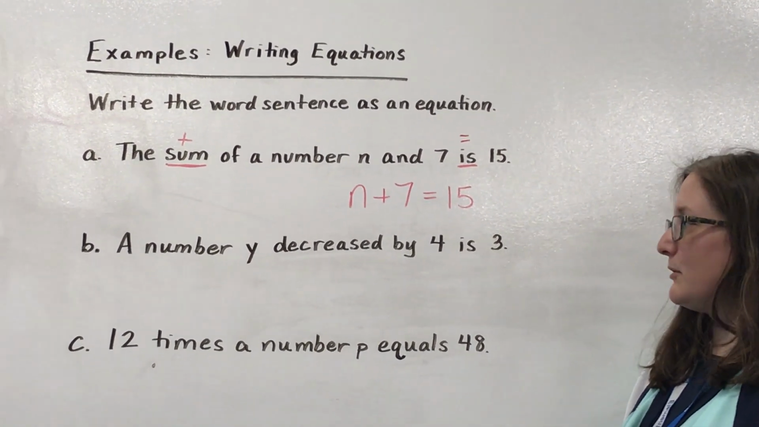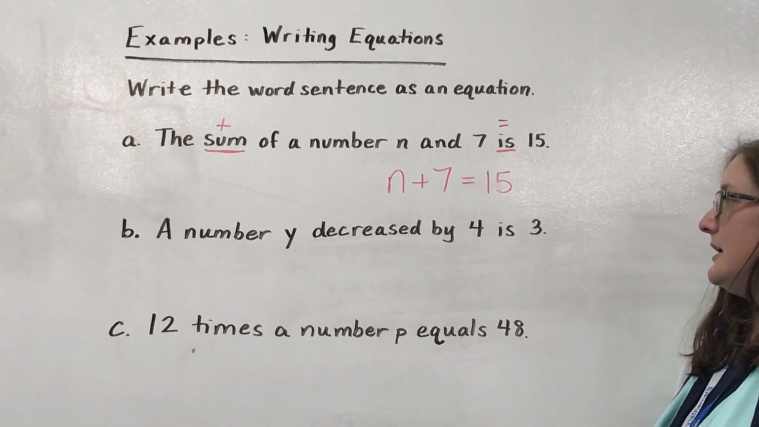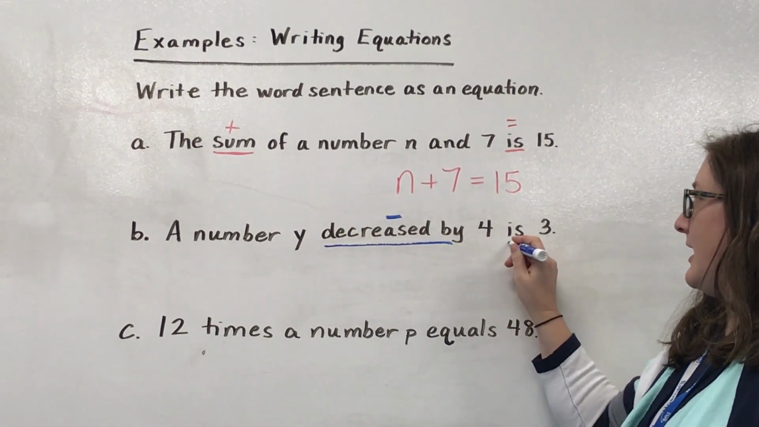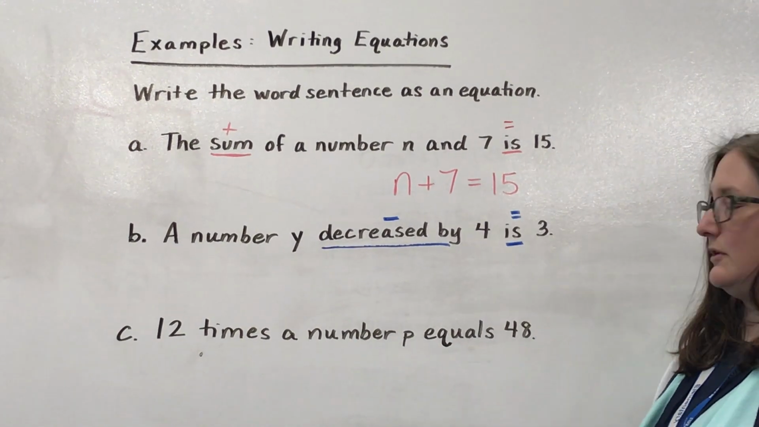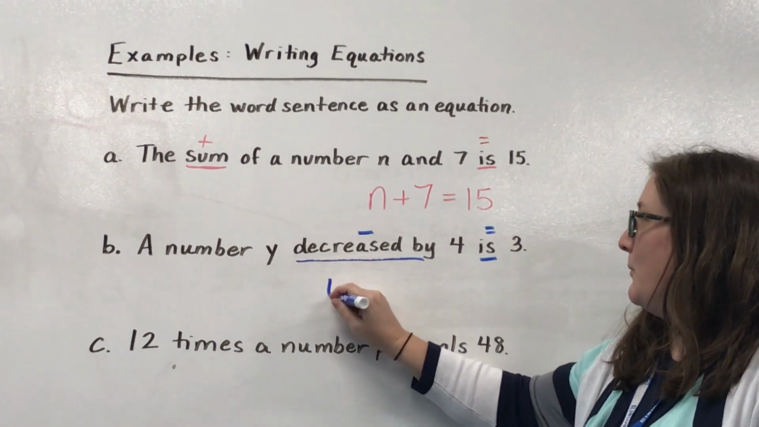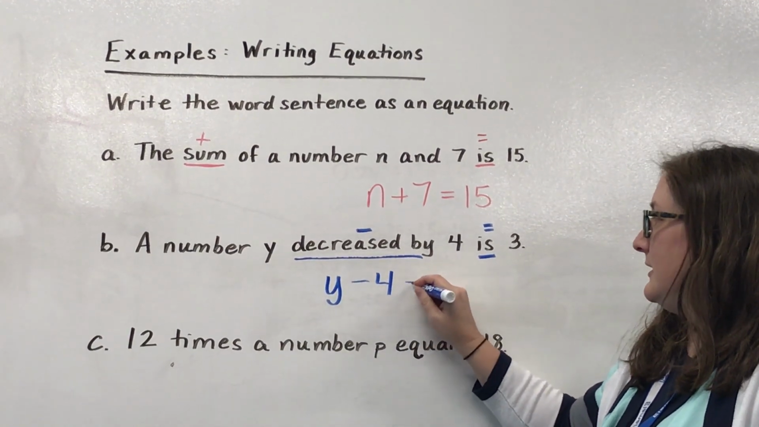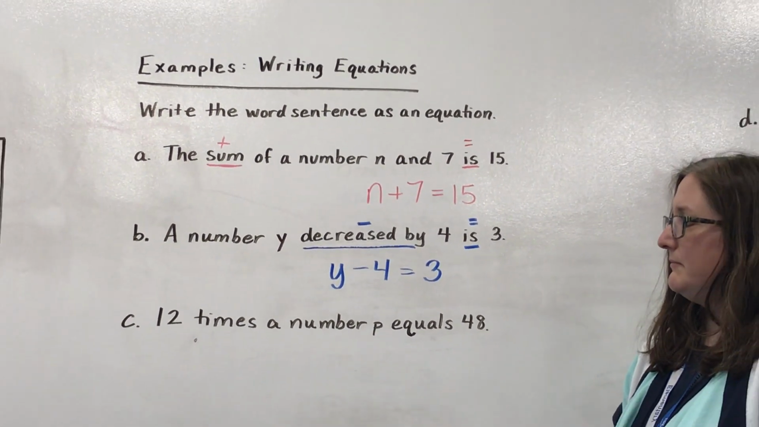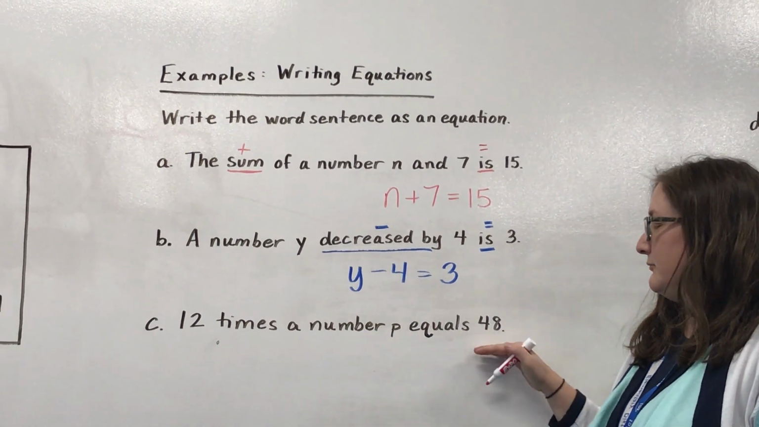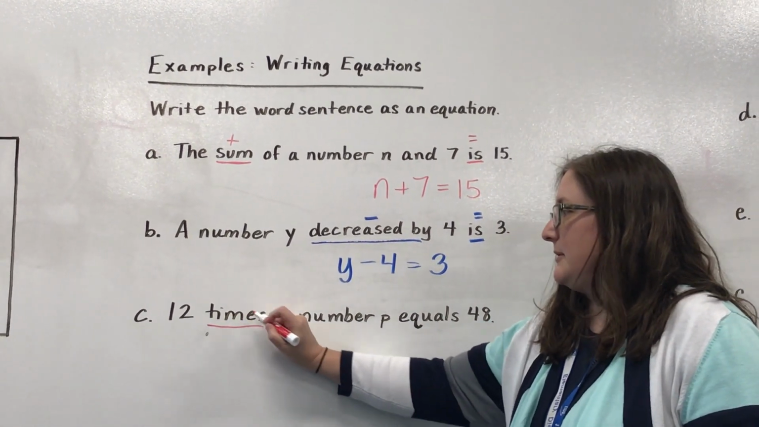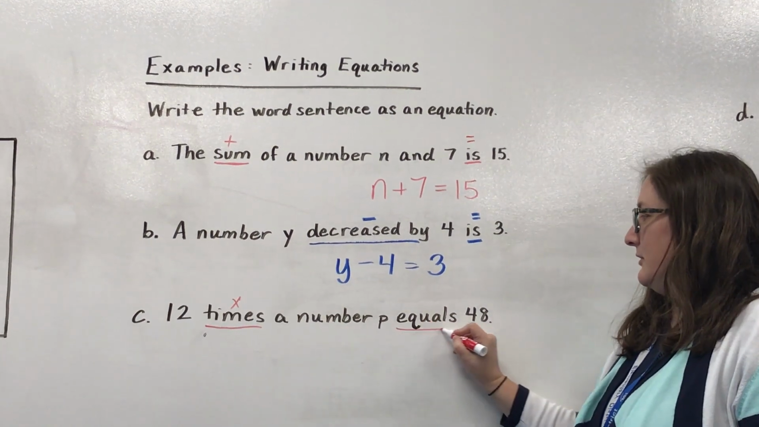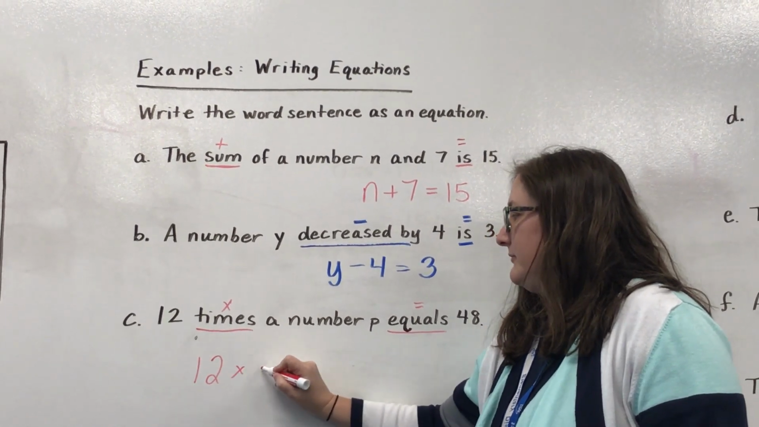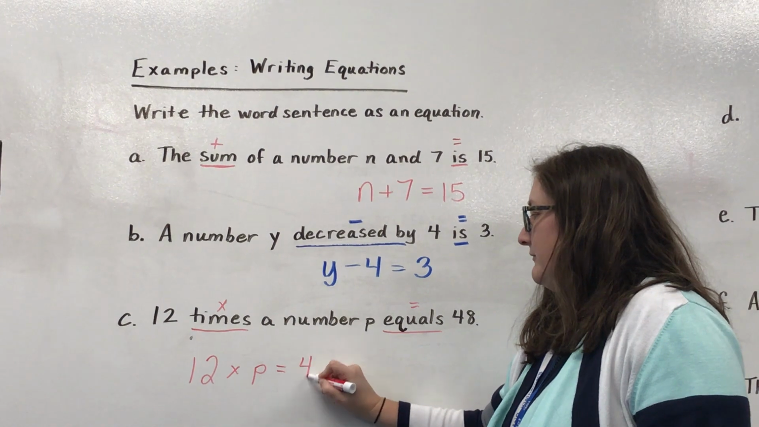This next one says a number y decreased by 4 is 3. Okay, so decreased by tells me I'm going to be subtracting, and is where my equal sign is going to go. So this time I'm subtracting. So y minus 4 is equal to 3. In our third example, we see 12 times a number p equals 48. So times tells me I'm going to be multiplying, and equals is where my equal sign is going to go. So I have 12 times p equals 48.